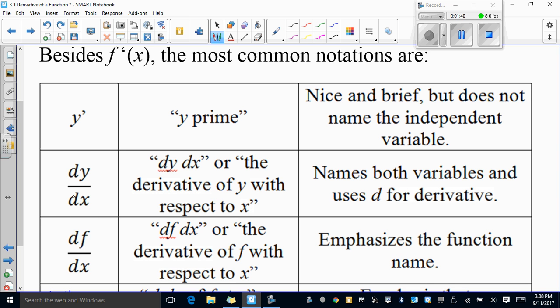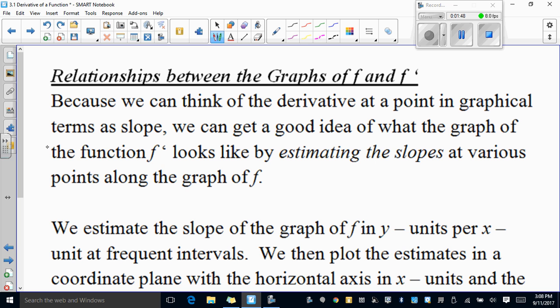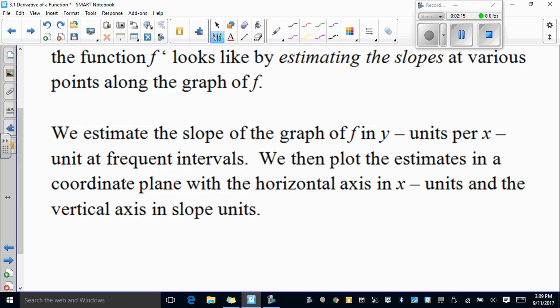So let's talk about graphs, the relationships between the graphs of f and f prime. Because we can think of a derivative at a point in graphical terms as a slope, we can get a good idea of what the graph of the function f prime looks like by estimating the slopes at various points along the graph. We estimate the slope of the graph of f in y units per x unit at frequent intervals. We then plot the estimates in a coordinate plane with the horizontal axes in x units and the vertical axes in slope units. Slope, because derivative is a slope.